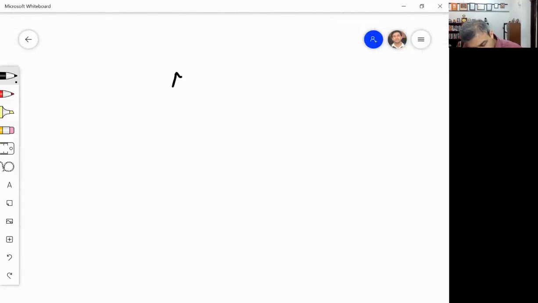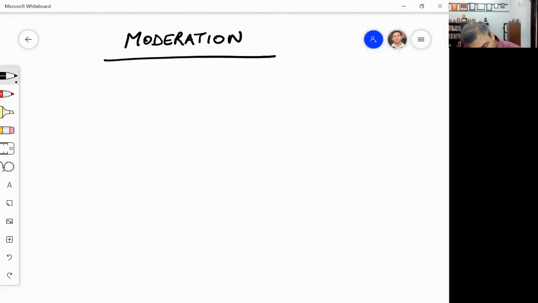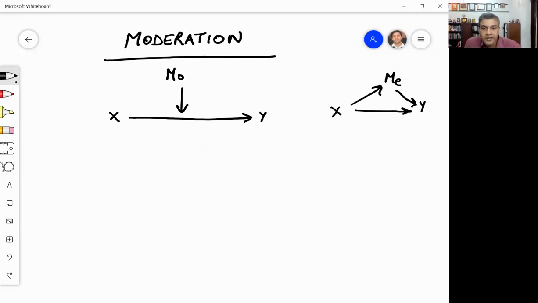So let me first give you a very quick update on what is moderation. Moderation diagrams are always drawn like this. Mediation, which we saw yesterday, mediation models are always drawn like this. So we had leadership, PJ, and creativity. Whereas moderation, you talk about X, MO, and Y. This diagram is the conceptual diagram.